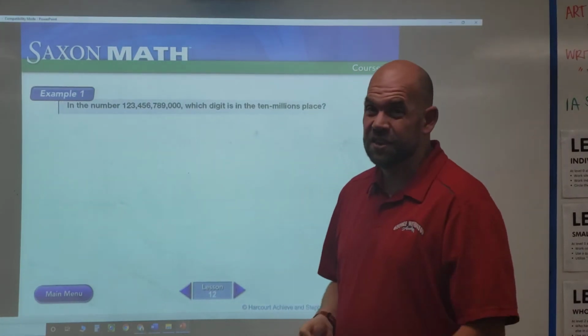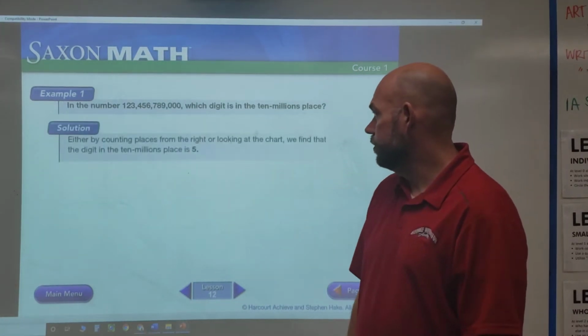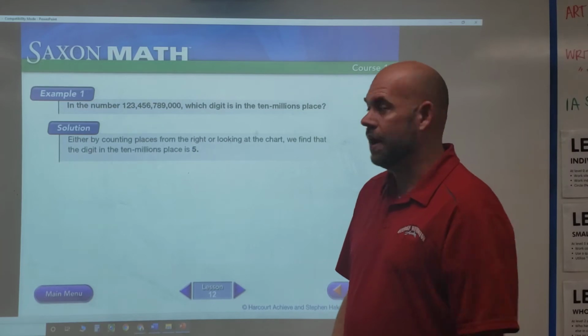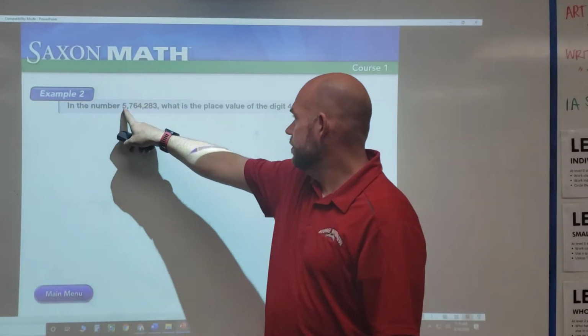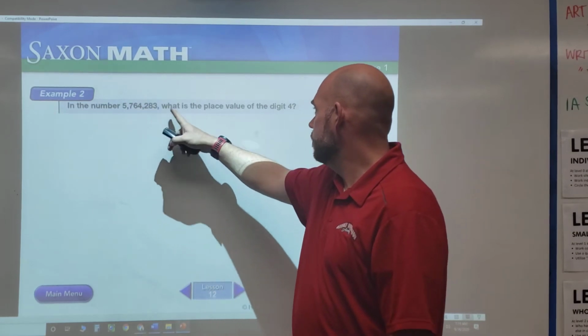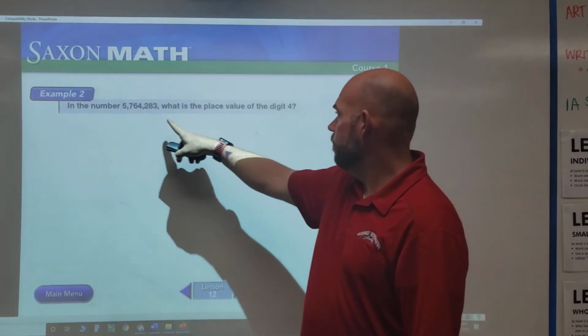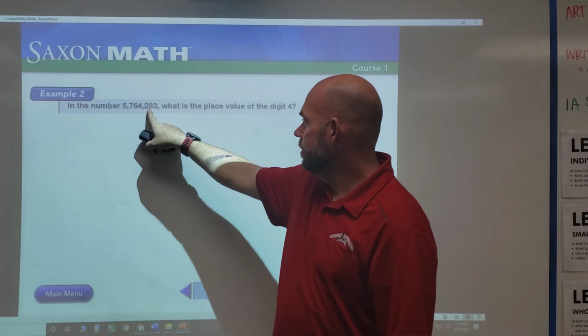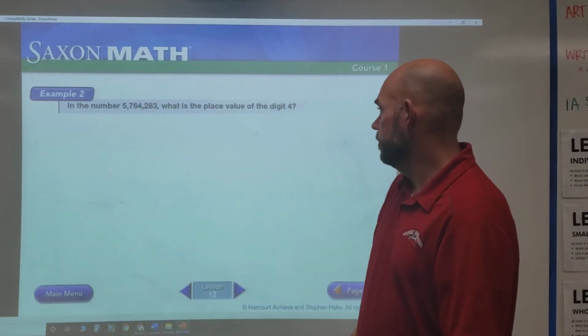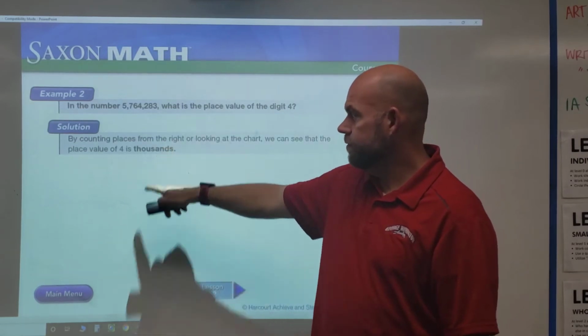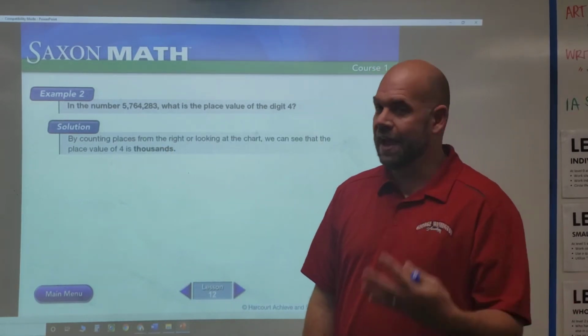And this is just going to take practice. It's going to be hard at first. So you just count up until you find that place value. And the number 5,764,283, what is the place value of the 4? Well, the ones, tens, hundreds, thousands, that's just the thousands. Okay? So the place value of 4 is the thousands. Just going to have to learn these.